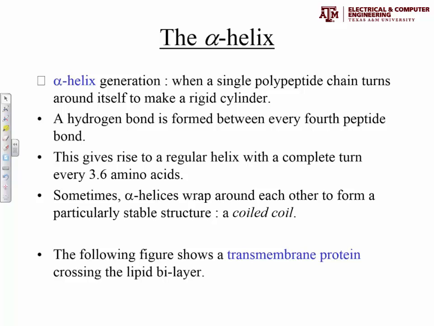Remember, the peptide bond has an NH sticking out and a C double bonded with O sticking out. The H in the NH is going to bond with the O in the C double bonded with O to give you your hydrogen bond. So every fourth peptide bond there will be a hydrogen bond linkage. And this gives rise, and again you have to do the math, I have not done it, to a regular helix with a complete turn every 3.6 amino acids. Somebody has done the math, doing all the calculations.